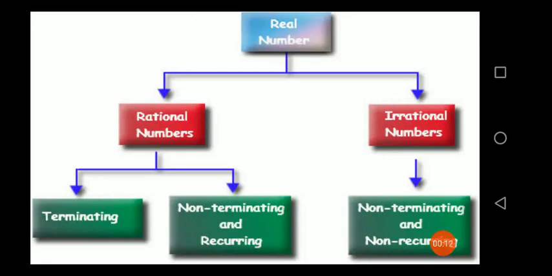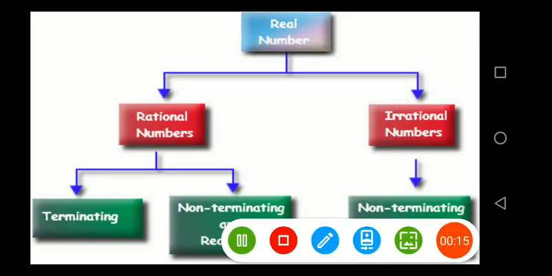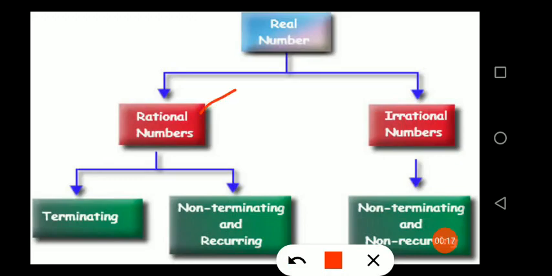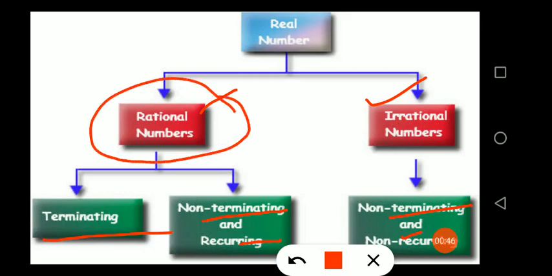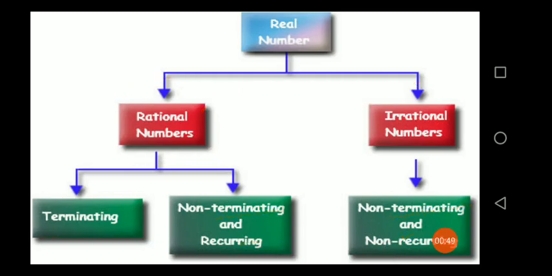We know that real numbers are of two types, rational and irrational. We have already discussed that the decimal expansion of a rational number is of two types: terminating, and non-terminating and recurring. But for an irrational number we have a non-terminating and non-recurring decimal expansion. In this class we will learn more about the decimal expansion of real numbers. So let's move forward.